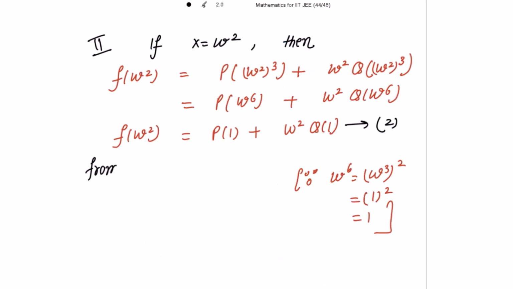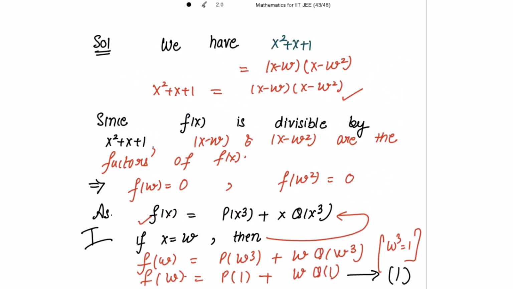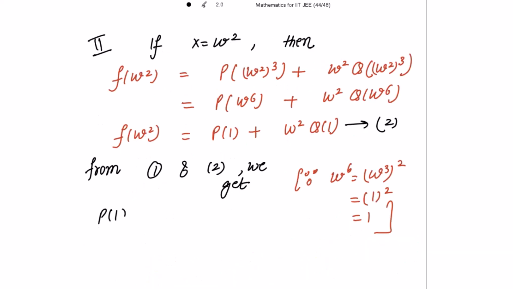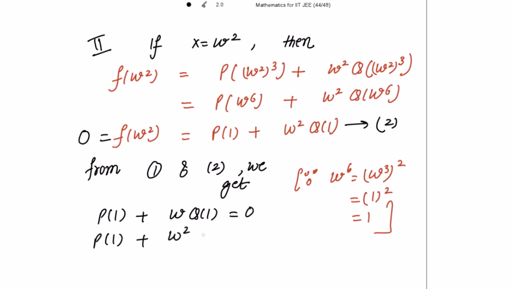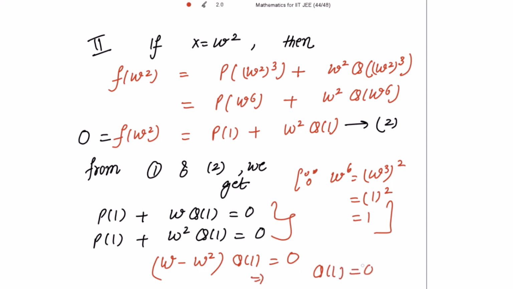So from 1 and 2 we get two equations. Because f(omega) is 0, we get P(1) plus omega Q(1) equal to 0. And because f(omega square) is 0, we get P(1) plus omega square Q(1) equal to 0. Solving these two, let's subtract them. We get (omega minus omega square) into Q(1) equal to 0. Omega minus omega square cannot be equal to 0, so from here we get Q(1) equal to 0.